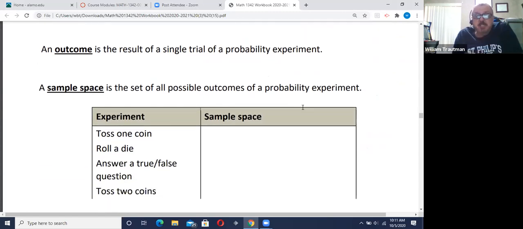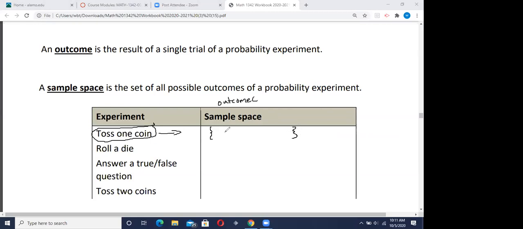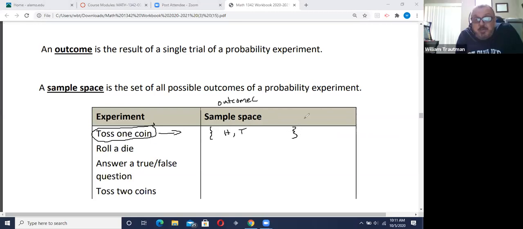And here are some sample spaces of outcomes. So this is just another way of saying things that could happen, outcomes. If you toss a coin, what could you get? What are some of the outcomes when you toss a coin? Anybody know? I'm using these set brackets. Heads or tails? Yeah, you could just get a head or a tail. Those are outcomes.